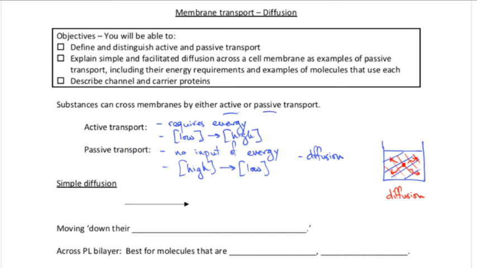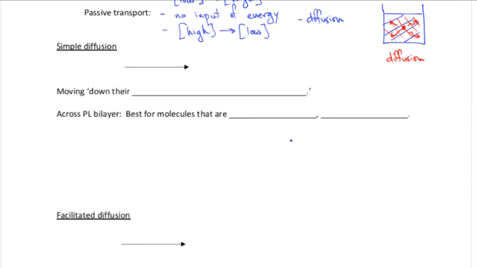Whereas active transport would be the reverse process if we were taking the evenly spread out food coloring and moving it from low concentration to high concentration, and you can see that that would not tend to happen without an input of energy. So that's an introduction to active and passive transport.